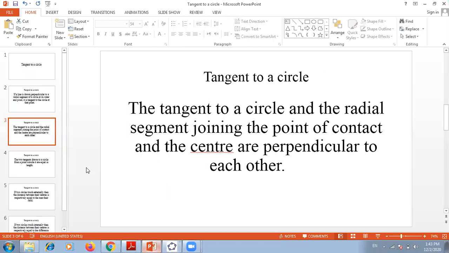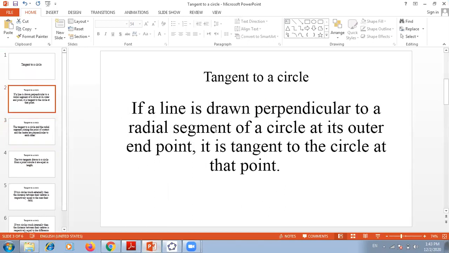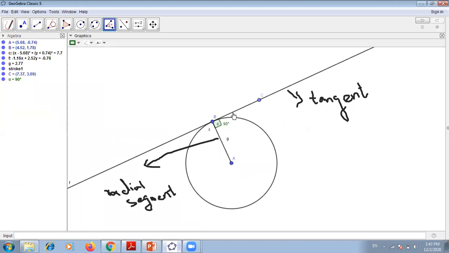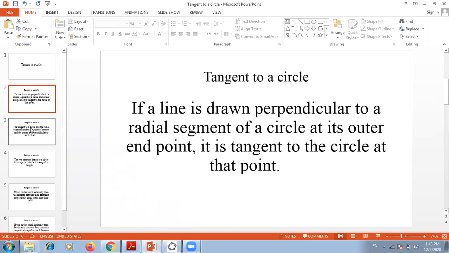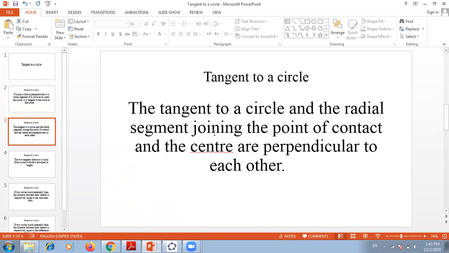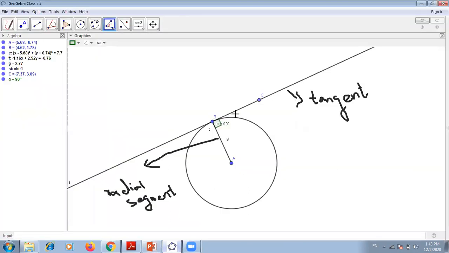Again, I'm repeating the first theorem: any line drawn perpendicular to a radial segment is a tangent. And its reverse theorem is: if a tangent and a radial segment are there, then the angle between them should be equal to 90 degrees. So these are the first two theorems and they are the converse of each other. So we have to remember, the radial segment and tangent line are always perpendicular to each other.